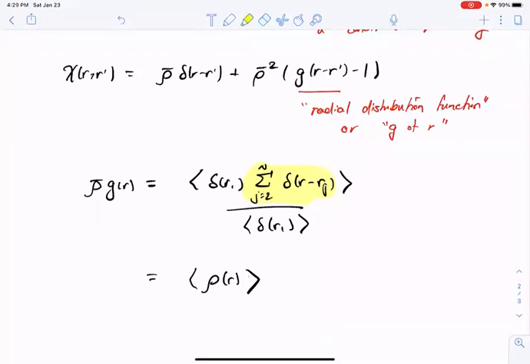The additional pieces, this delta R1 under the averaging operation with it, divided by the average of delta of R1, provides a conditioning. So rho times the G of R conditions the density on there being a particle, in this case R1, at some location, in this case, at the origin.